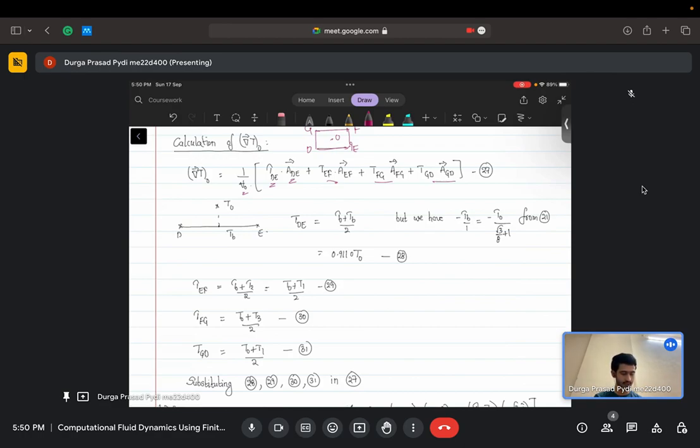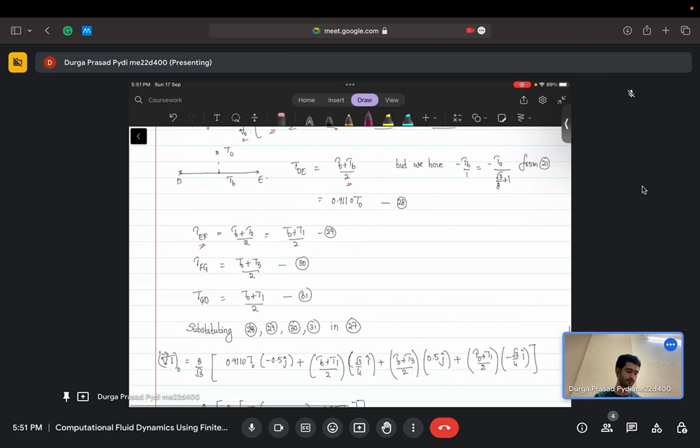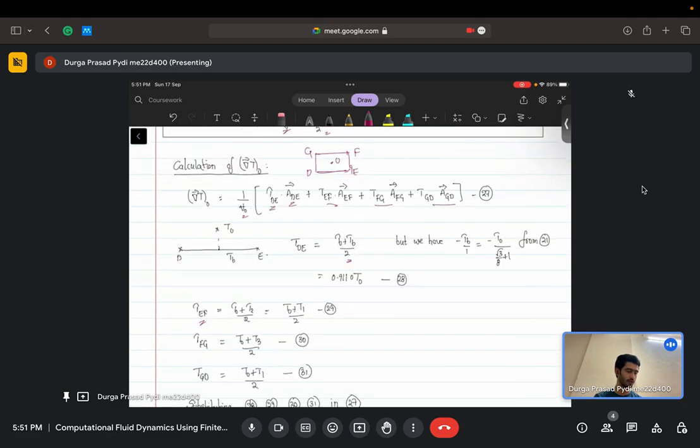Now T_DE is again T0 plus T_P by 2, I am just taking an average of it. And then EF, to get the value along EF, I will just take cell 0 and cell 2, but cell 2 is essentially equal to cell 1. So I am writing it as T0 plus T1 by 2, and FG will be T0 plus T3 by 2, and GD will be T0 plus T1 by 2.